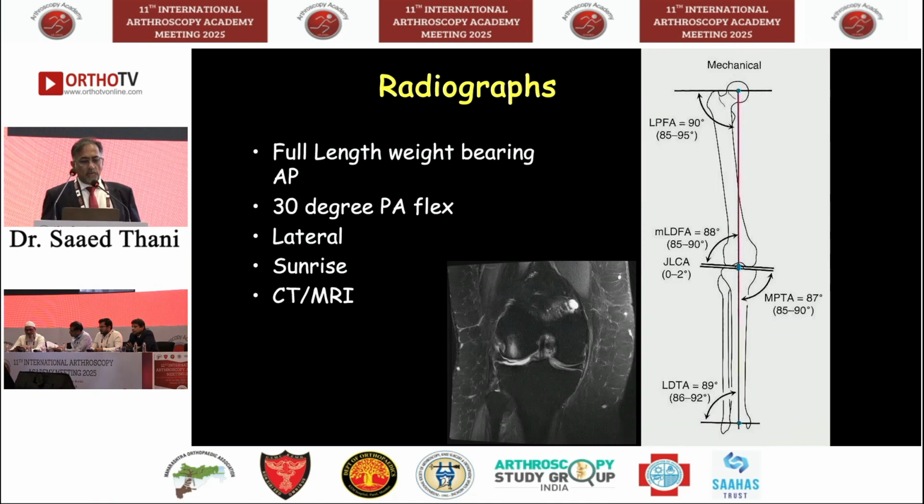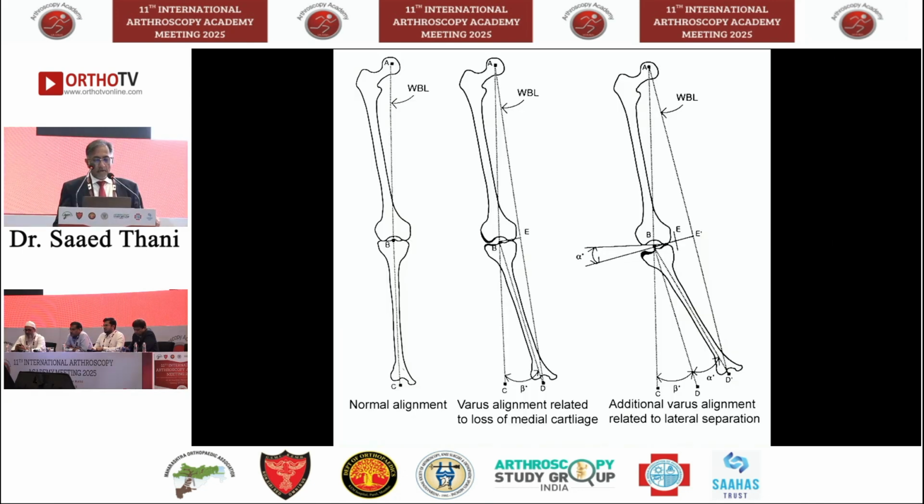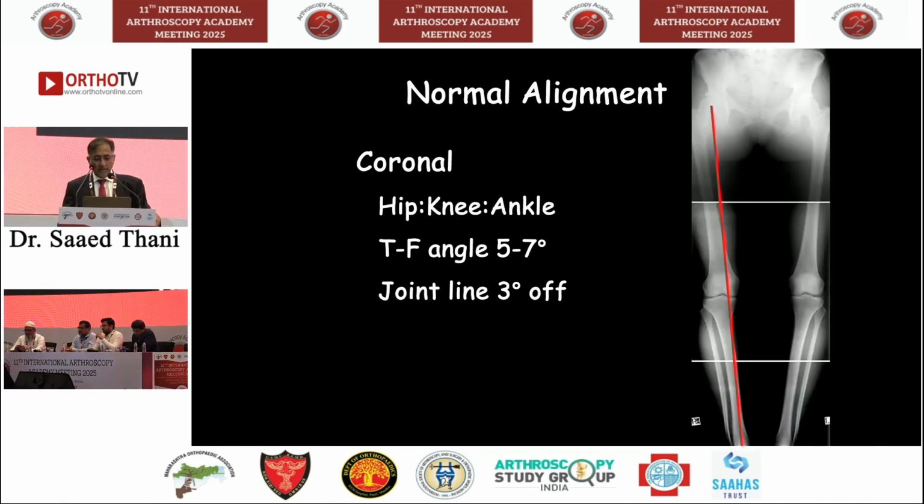So we have to obtain the right radiographic images: full-length AP, 3 views, and we need to get a lateral, sunrise, and maybe CT and MRI, depending on the deformity. We need to assess how far the alignment is off, whether the varus deformity is coming from the femur or from the tibia or from both, and how much each side contributes. This was already talked about earlier, so I'm not going to repeat it. I'm going to skip here.